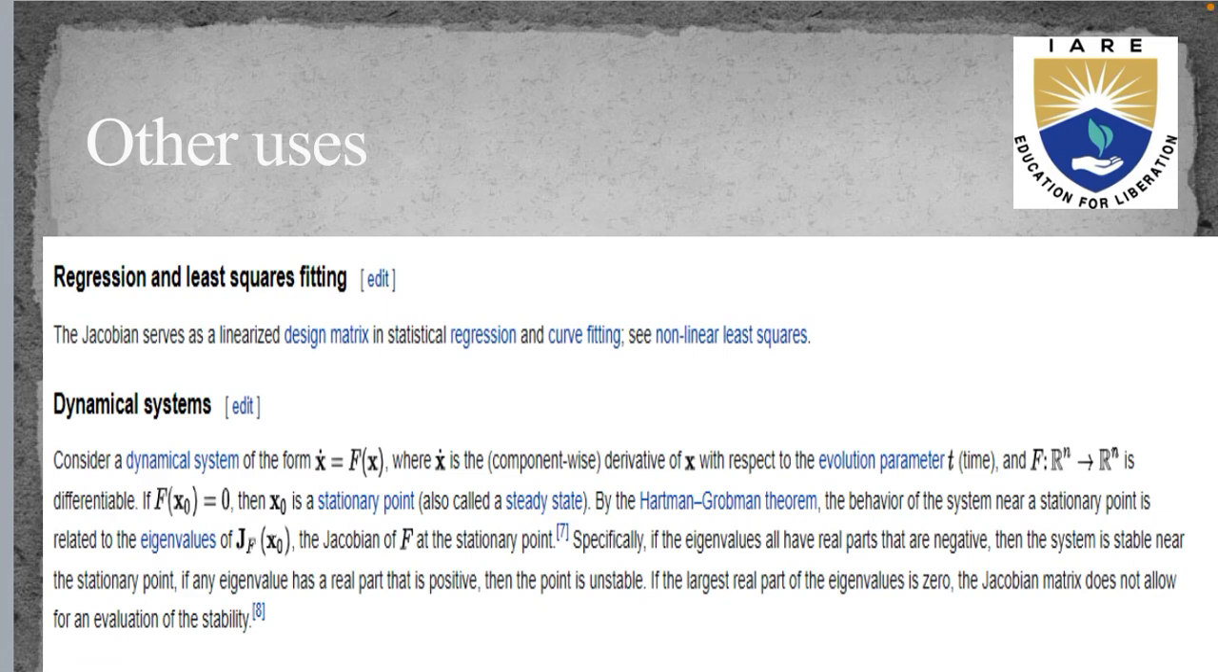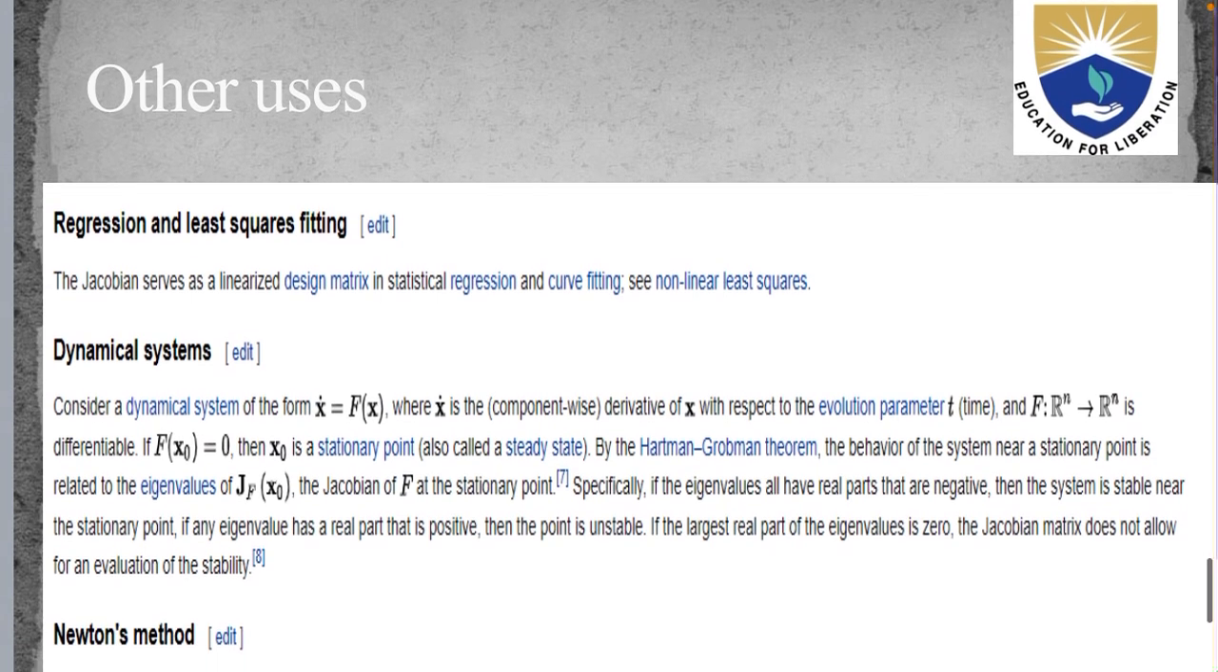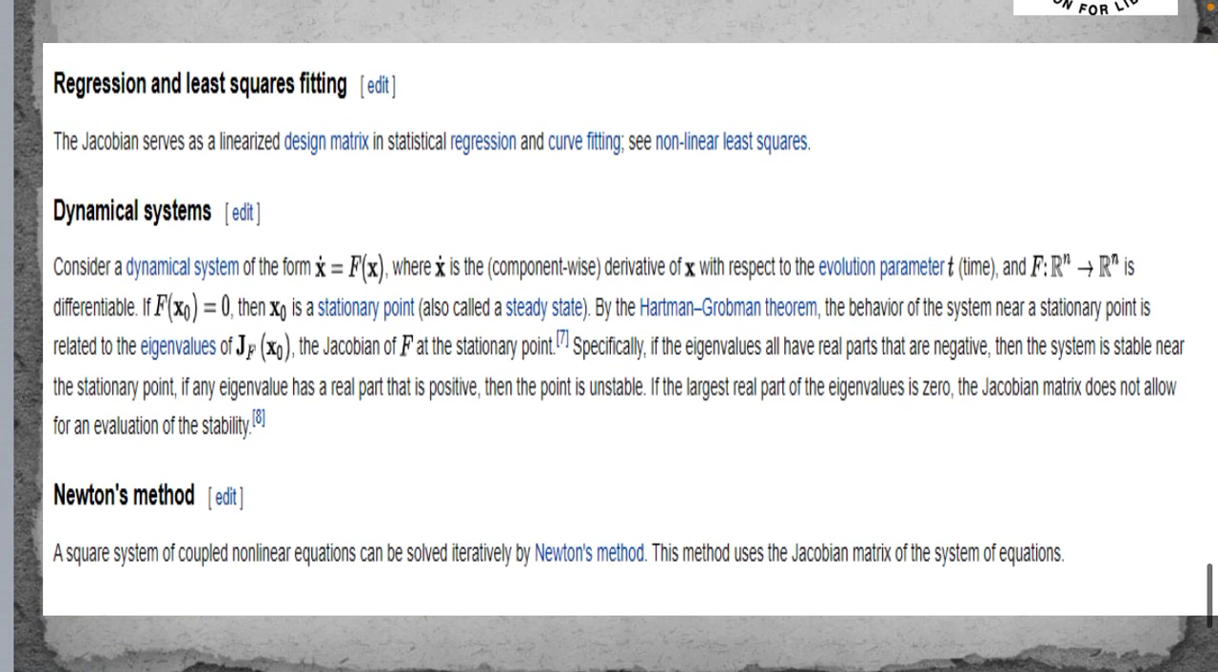Other uses: regression and least squares fitting. The Jacobian serves as a linearized design matrix in statistical regression and curve fitting. See non-linear least squares. Dynamical systems and Newton's method: a square system of coupled non-linear equations can be solved iteratively by Newton's method. Use of the Jacobian matrix in systems of equations.